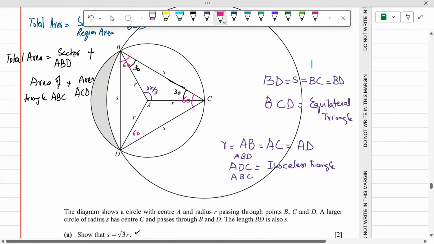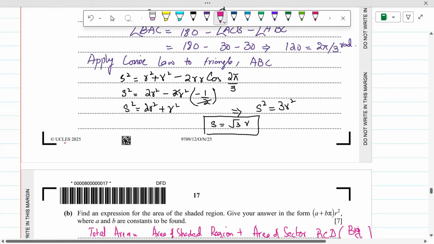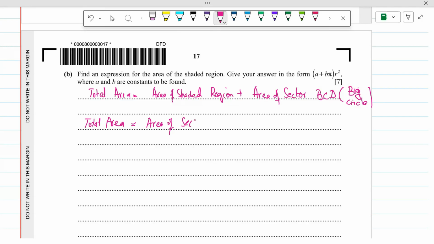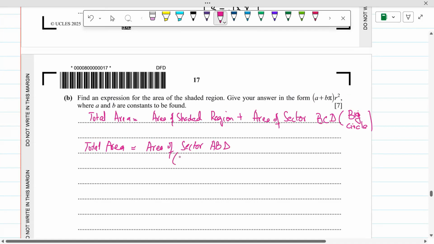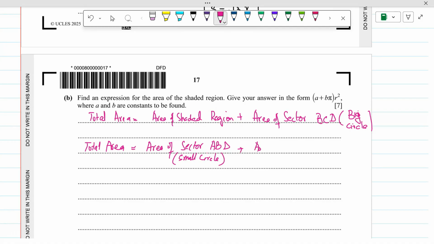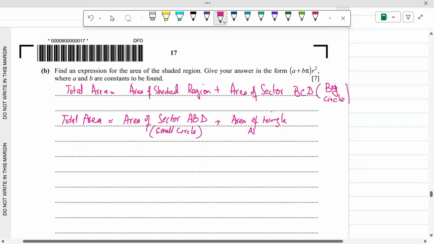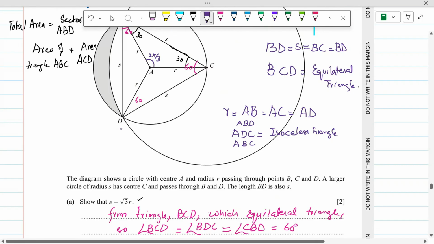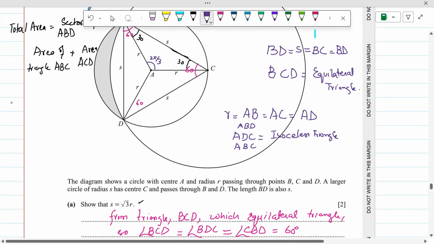Secondly, we have total area is equal to area of sector ABD, which was the small circle, plus area of the triangle ABC plus area of the triangle ACD.